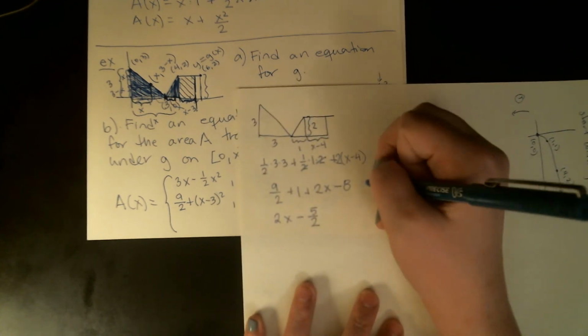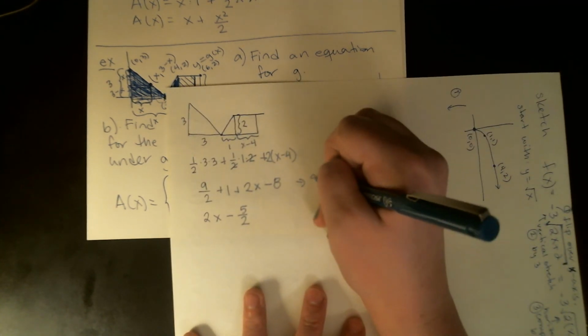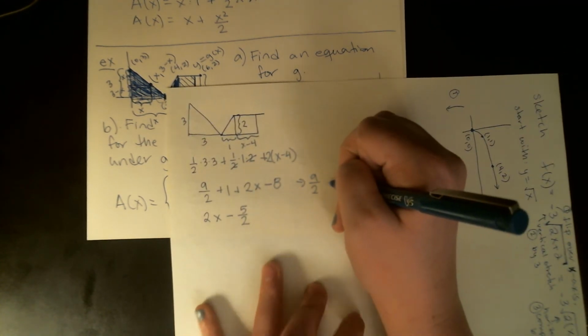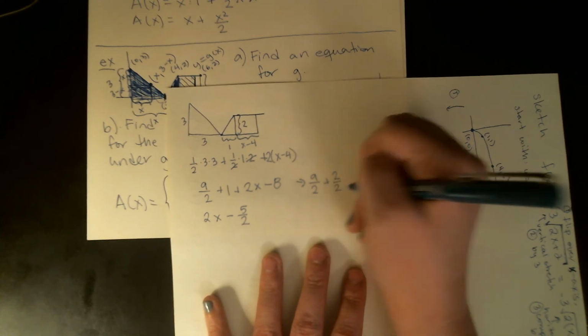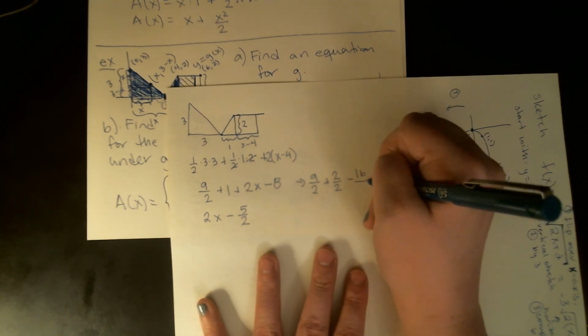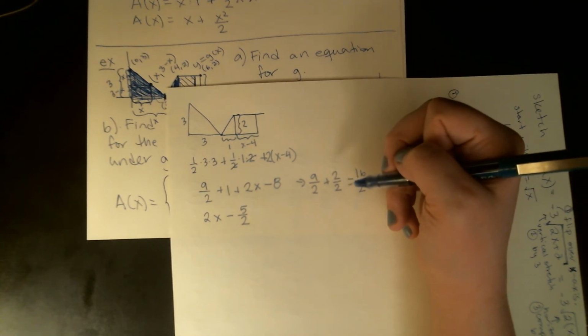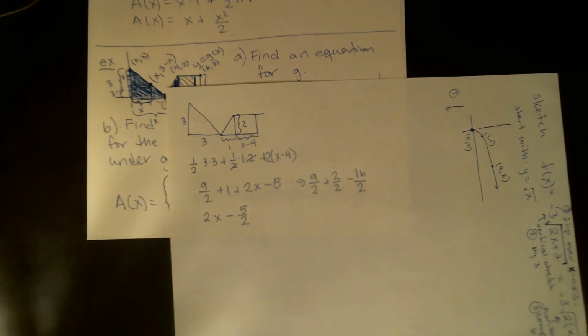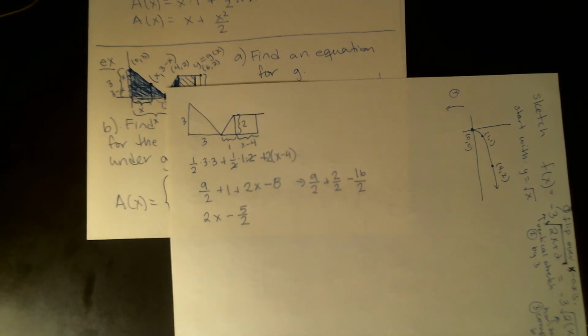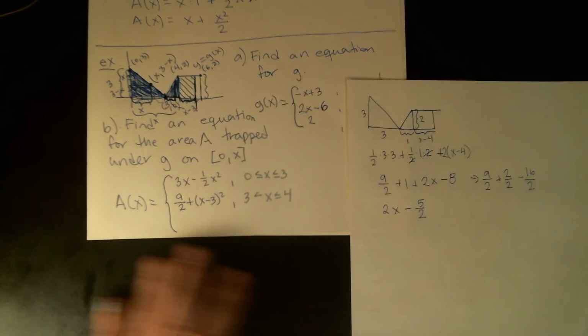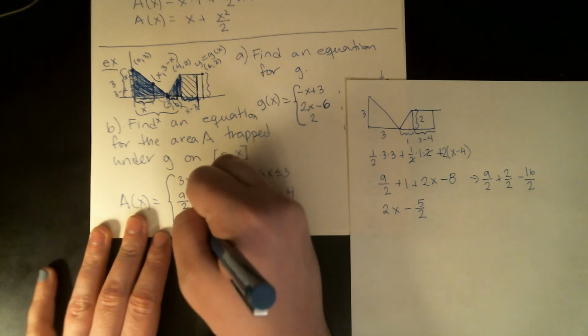Okay, hold on. Clearly Maya needs to do her fraction workout. So I have 9/2, and then I'm adding 2/2, and then I'm subtracting 16/2. Okay, so 9, 10, 11. Minus 16 is negative 5/2. Oh, I was right all along. I should have trusted myself. Okay, so 2x minus 5/2.